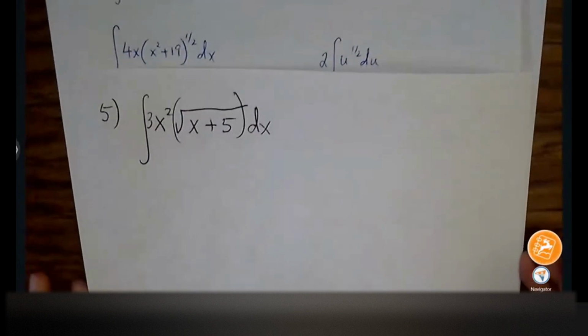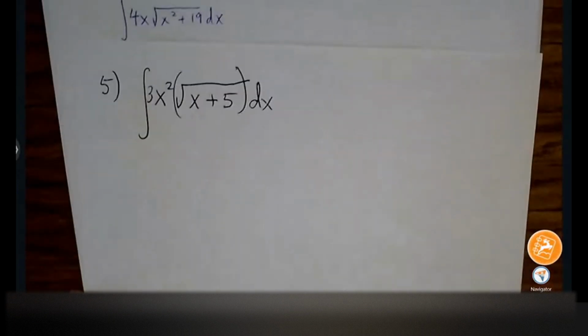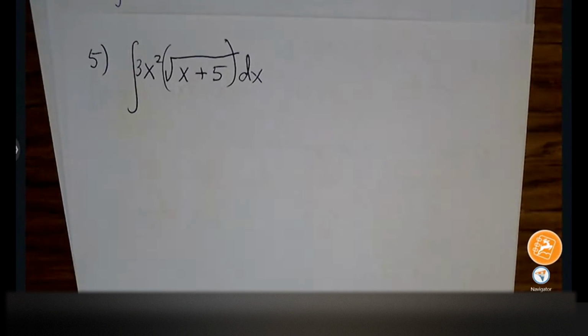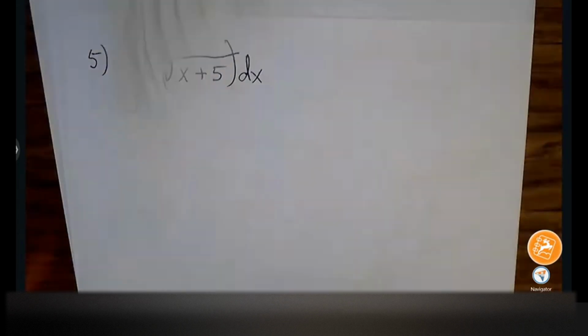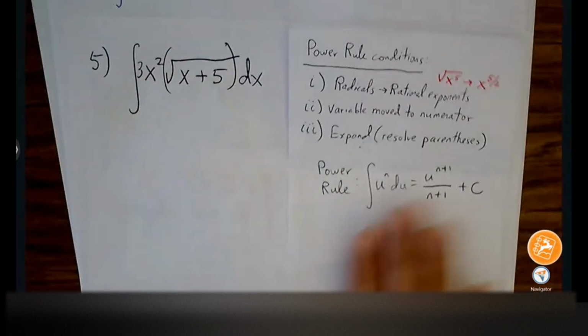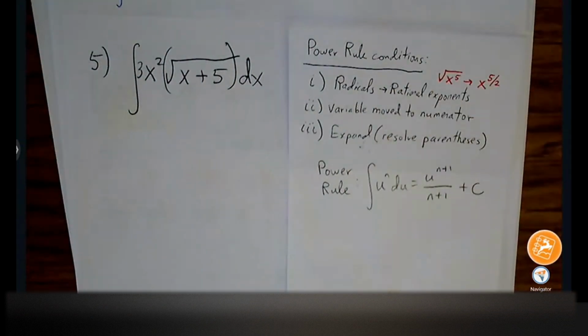All right, let's try this one here. Integral of 3x squared times square root of x plus 5. Okay, first things first. Can I just rely on power rule? Can I just rely on moving things around and getting it ready? No. Okay, what's my issue?